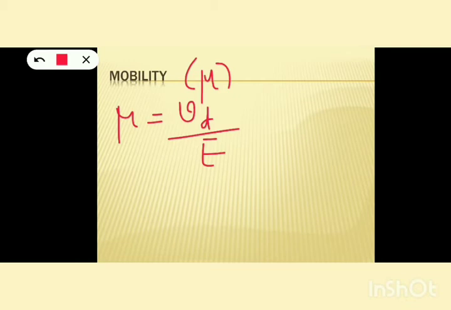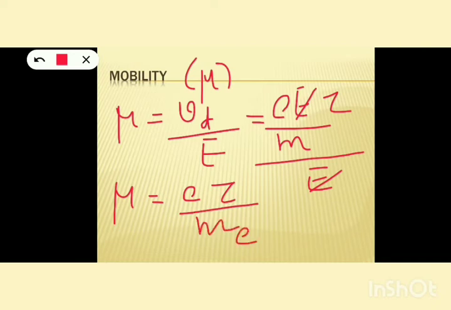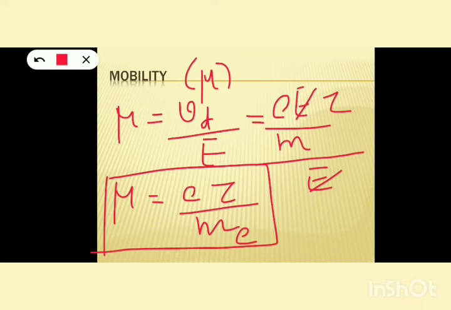And what is the expression for mobility? We have the expression Vd by E. So just substitute for drift velocity Vd. Drift velocity Vd is E by M into tau, all divided by E. So this E and this E will cancel. So we have mobility mu is equal to E into tau by M. And I told you this M means the mass of the electron. So this is the expression for mobility.